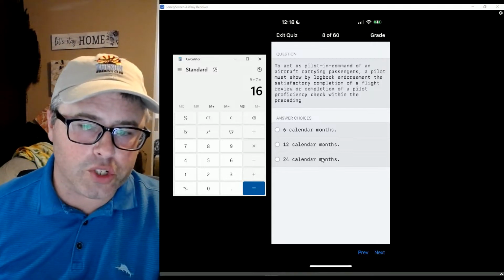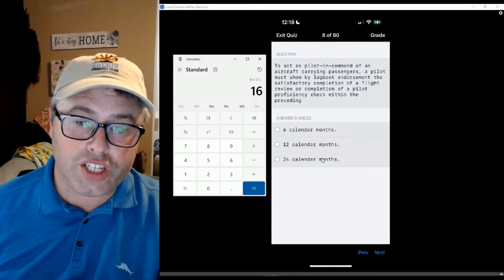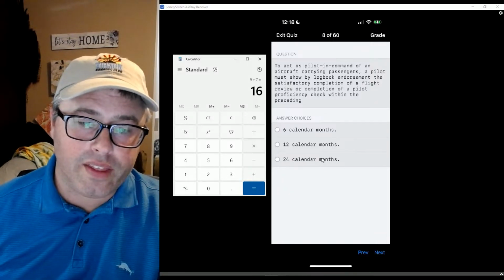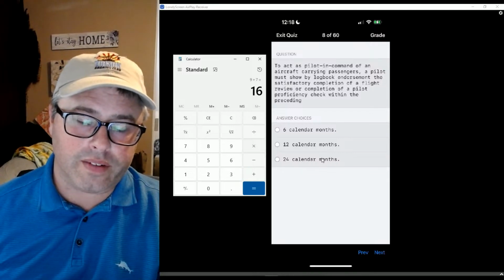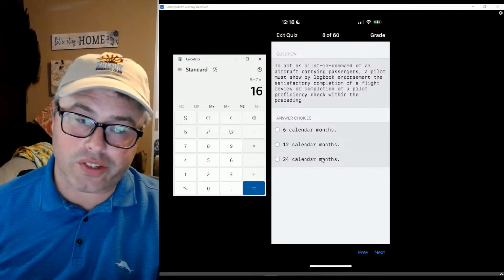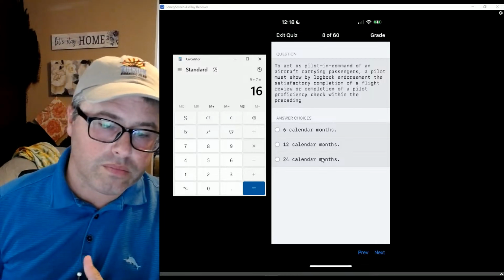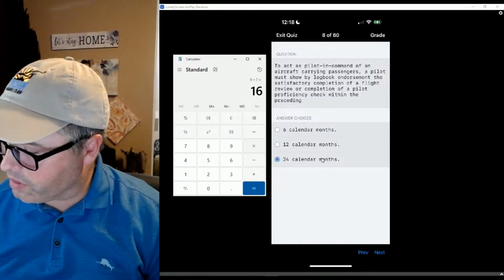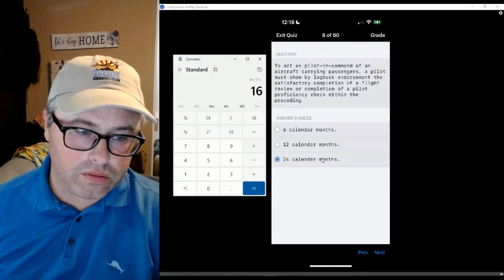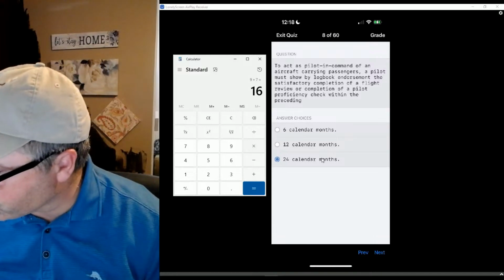Okay. To act as pilot in command of an aircraft carrying passengers, a pilot must show by logbook endorsement satisfactory completion of a flight review or completion of a pilot proficiency check within the preceding. Okay. How often do we need flight reviews? This is really the question, how often do you need a flight review? And it's 2 years. It's every 2 years. Okay. The old BFR. Now it's just called flight review. Before it was a biennial flight review every 2 years.